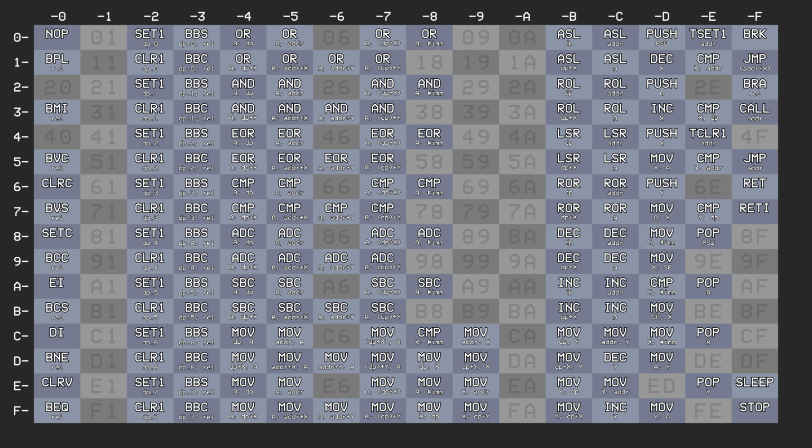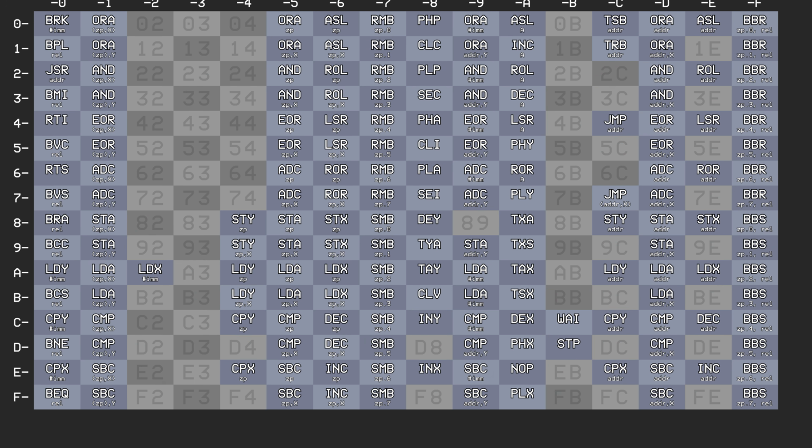Take a look at the instruction matrix now, and you'll see how it's only about 2/3 full. The remaining instructions are unique to the SPC700. But first, let's take a look at what the SPC700 doesn't have.